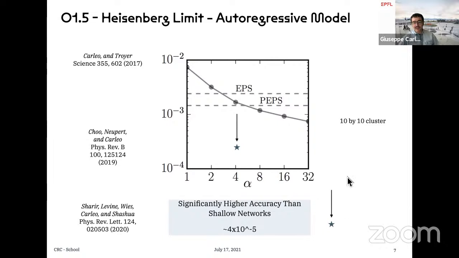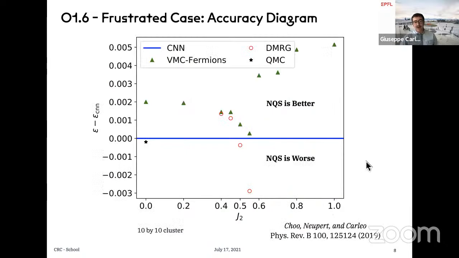So you see that by going deeper, by using much larger networks, so these had a few 100,000 parameters or even more, you can really improve also the accuracy on this model. And again, this was a good benchmark also for these variational techniques. Now, if you turn on the frustration, which is the hard case, the case that you cannot solve with other approaches, things become a bit more complicated. I will tell you why in a moment.